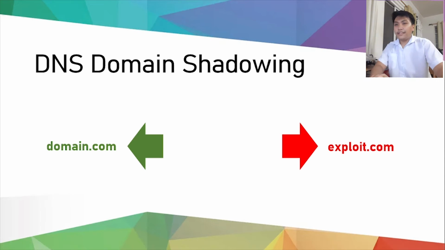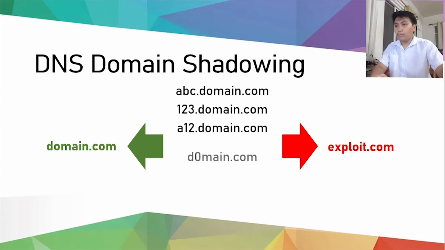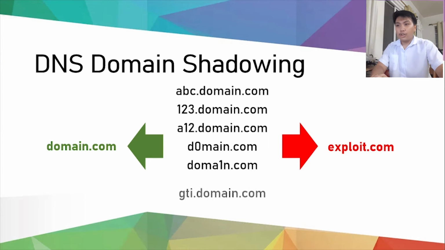So this is the main example for DNS domain shadowing. The left side is the original domain of a website, and in the middle, these are the domains that could be used as an exploit to attack a vulnerable netizen.